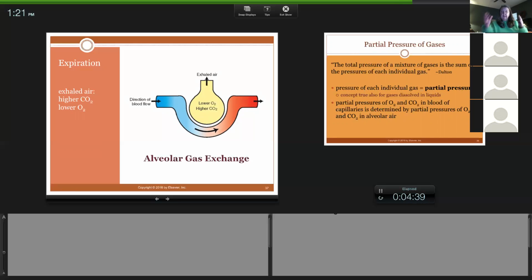So you can see what I want you to understand, and if you have any questions, please ask me. What's happening is they've switched spots, and that's the diffusion. In the capillary, remember, this is internal respiration when they switch. Everything from the oxygen coming in to the alveolus is considered external respiration.